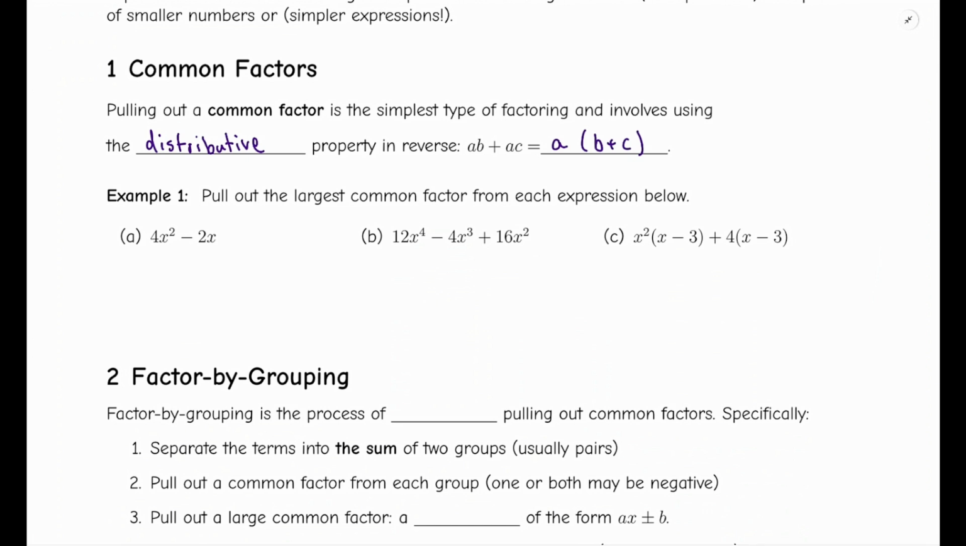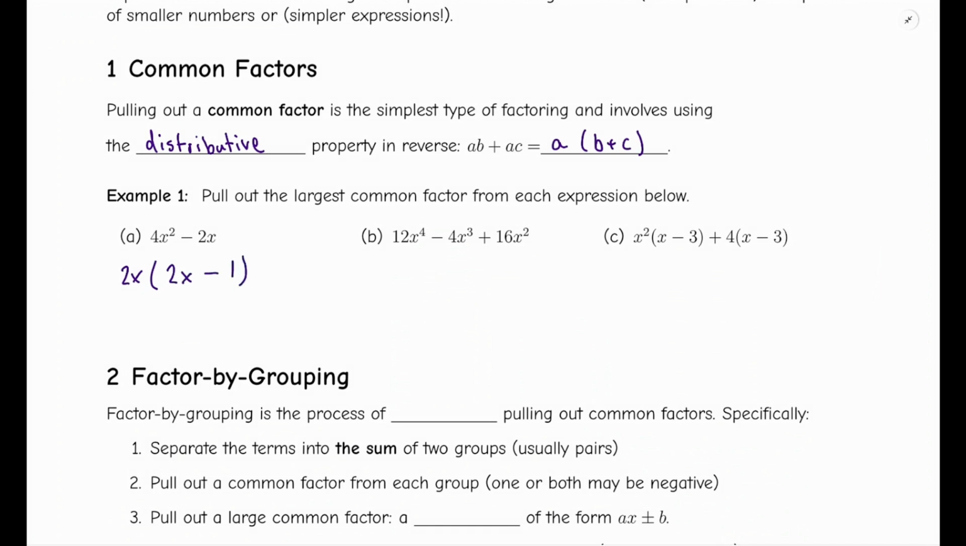Example 1. Pull out the largest common factor from each expression below. Part A. 4x squared minus 2x. The largest common factor that these two terms have is 2x. So I can pull a 2x out. And then we are left with 2x minus 1.